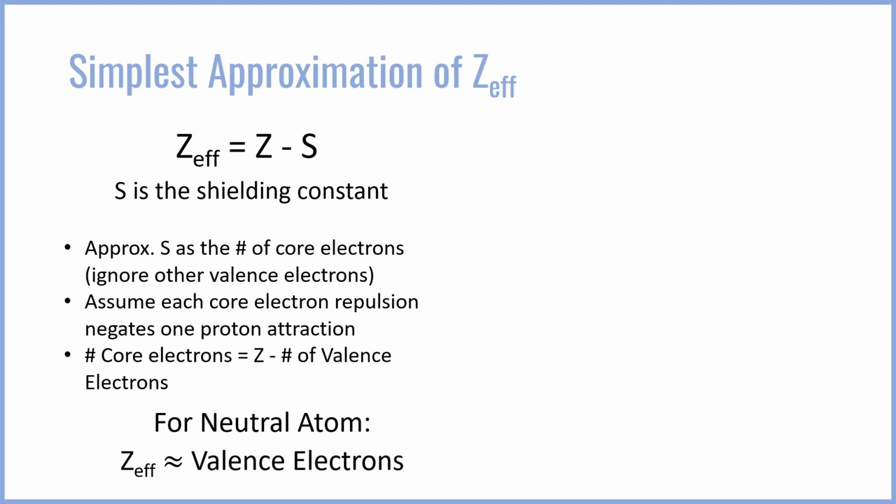This final simplification only works with non-transitional metal, neutral atoms. You cannot do this with ions. With ions, you have to actually count the number of core electrons. But let's go ahead and look at an example.